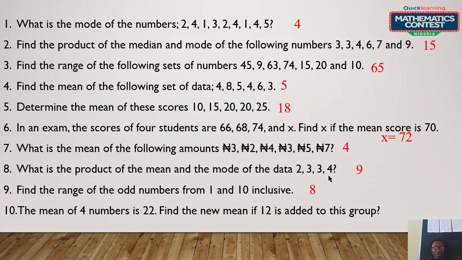Now the mean of 4 numbers is 22. Find the new mean if 12 is added. Since I have 4 numbers and the mean is 22, I already have the total of those 4 numbers. 4 times 22 is 88. Now add 12, that will give me 100. I have 5 numbers now. 100 divided by 5 will give me 20. So this is just mental math. We're able to solve this problem without actually writing anything down.